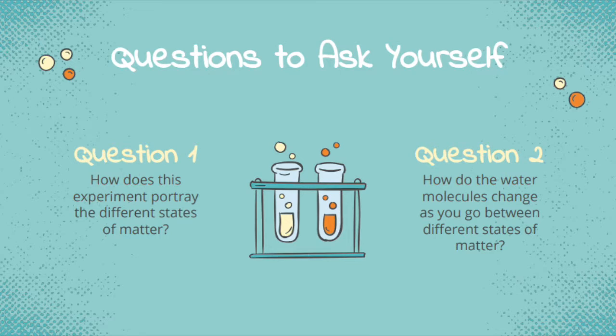So as we go through this experiment, you're going to keep in mind these certain questions. So firstly, you want to keep in mind, how does this experiment portray the different states of matter, and try to think about everything that you already know about states of matter. And then secondly, think about, how do the water molecules change as you go between different states of matter. So for instance, how are the water molecules in ice acting differently from the water molecules in liquid water?